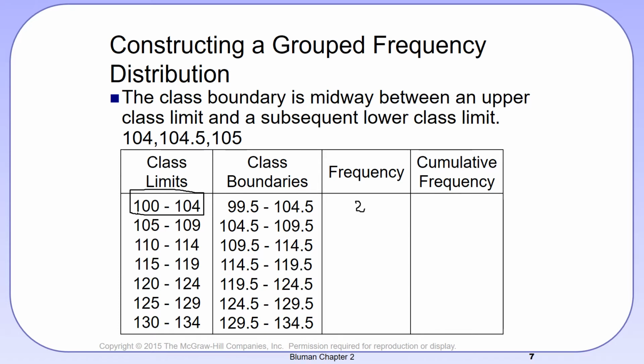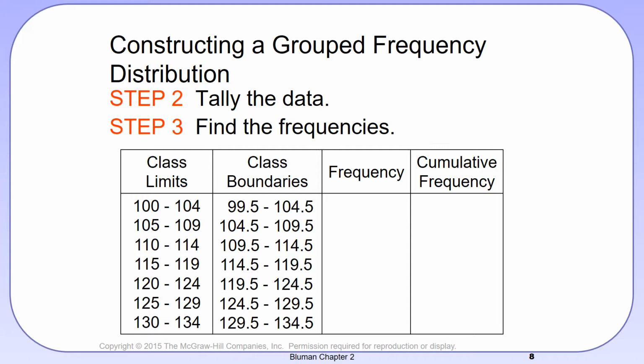In the next slide we will discuss how to find the frequency of these groups. Now in this slide, from 100 to 104 we have a total of 2 numbers. From 105 to 109, we have 8 numbers. These are called the frequencies of the data.